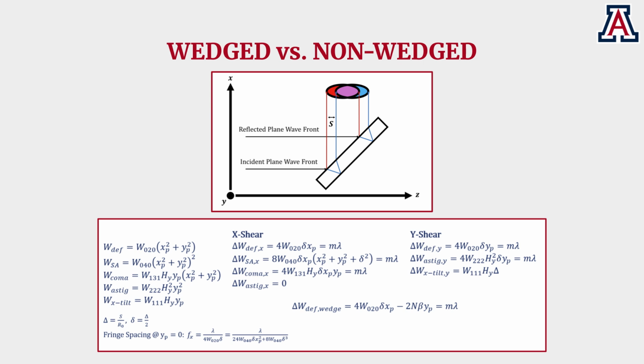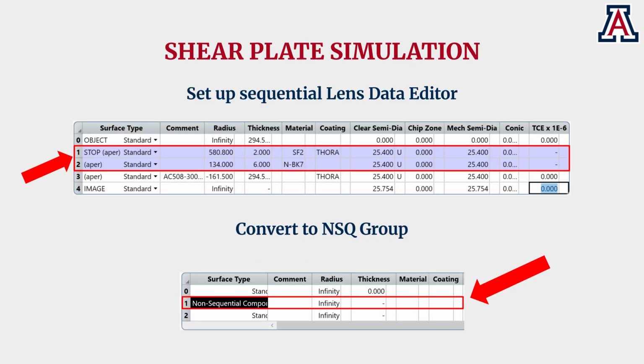Now, on to how we first simulated shear plate interferograms using Zemax. The first step in our shear plate simulation is to set up a sequential Zemax session using an AC508-300-A lens from Thorlabs as shown in the first figure above. Next, we convert this sequential setup to a non-sequential setup as shown in the bottom figure.